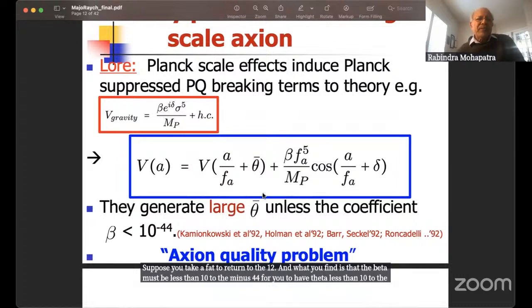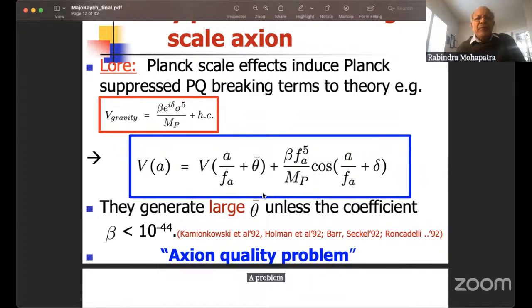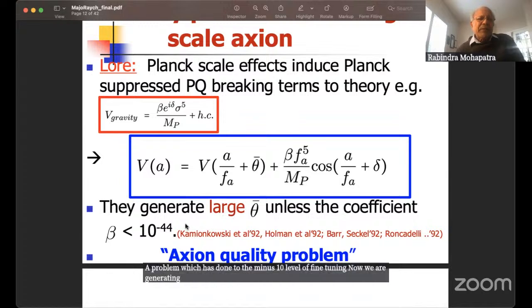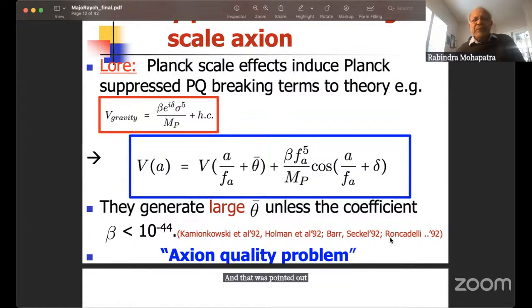So that's ridiculous, because we tried to solve a problem which was 10 to the minus 10 level of fine tuning. Now we are generating a fine tuning which is level of 10 to the minus 44. That was pointed out in the early 90s by several papers. And that is known as the Axion quality problem. Okay. So that is the problem that we want to solve. So what is the problem?